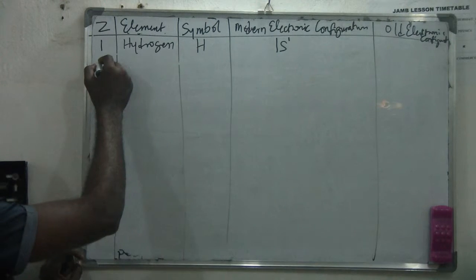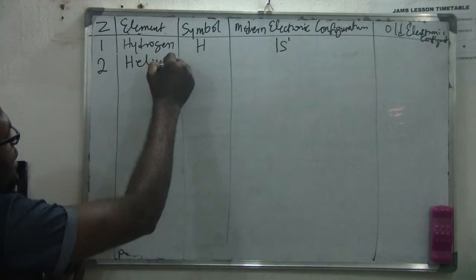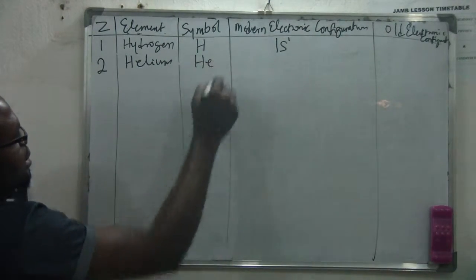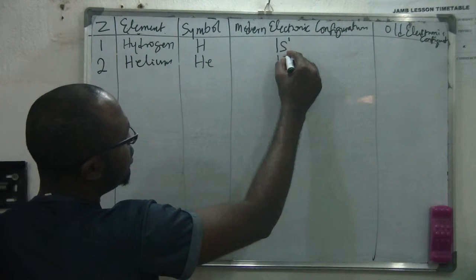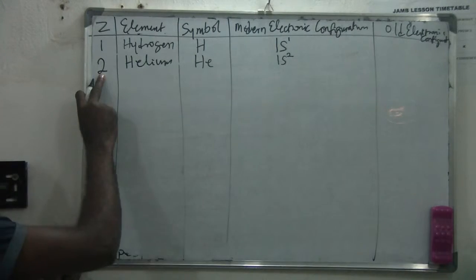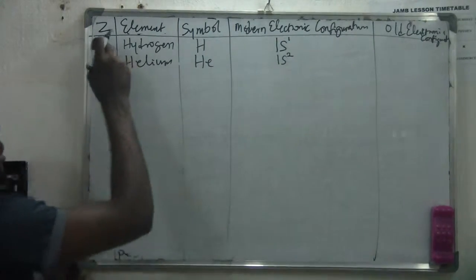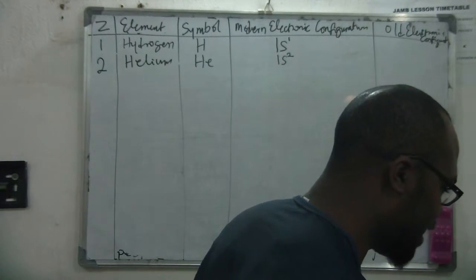The second element, the atomic number is what? 2. What is that element? Helium, isn't it? Yeah. What is the symbol? He. Is it not? Yes. What is the electronic configuration? 1s what? 2. Because the atomic number is 2. This one is 1s what? 1. Because the atomic number is 1. Is that clear? Yes. Look at the board, don't write yet.